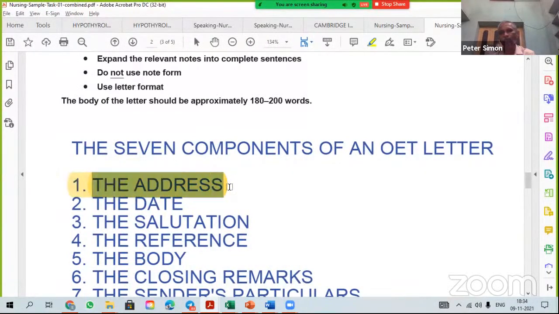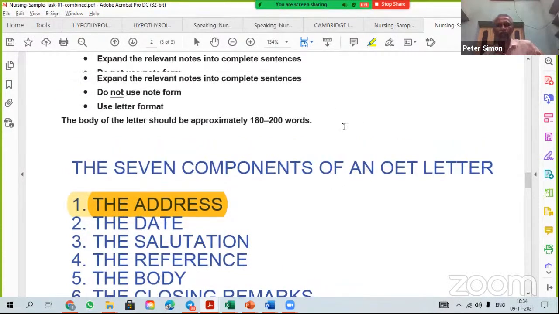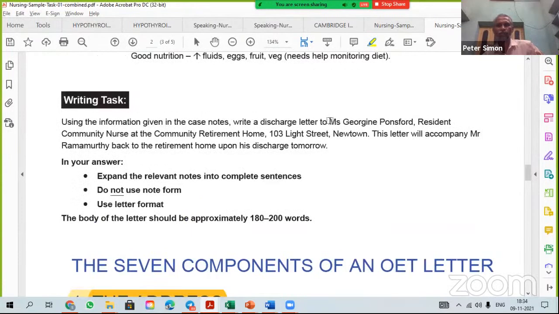How are we going to write this address? The address you can label in 5 parts. I'm going to show you those 5 things now. Number 1 is Miss Georgine Ponsford. Second one is resident community nurse. Community retirement home is the third one. 103 Light Street is the fourth one. And Newtown is the fifth one.